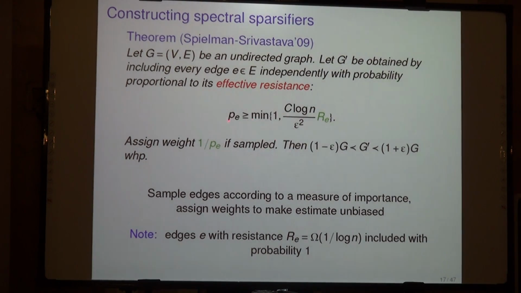So R sub E is the effective resistance of edge E in the graph. Then we form the vector of sampling probabilities, P_E, by letting P_E be the min of 1 and the effective resistance times a large constant, log n over epsilon squared. And then we sample each edge independently with probability P_E. If the edge is sampled, we give it weight 1 over P_E.